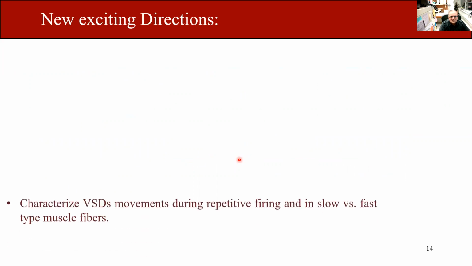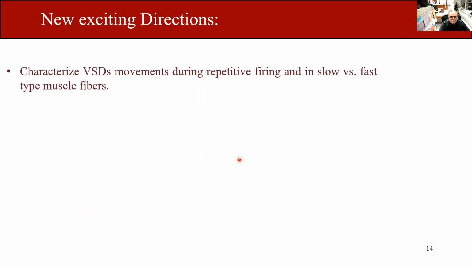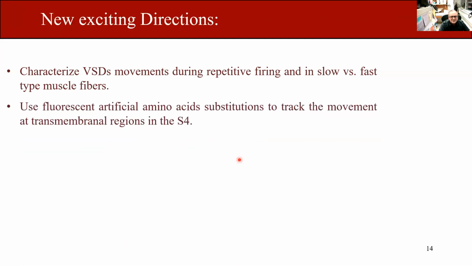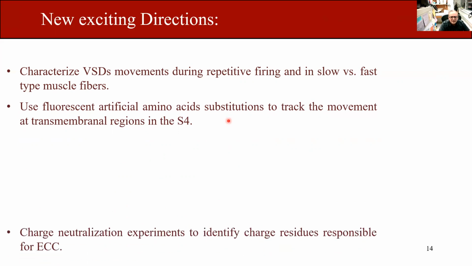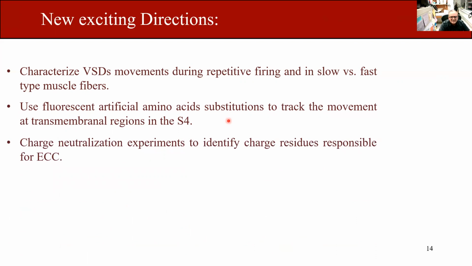Next steps. We would like to study VSD movements during repetitive firing and in both slow and fast type muscle fibers using action potential voltage clamp and conventional voltage clamp steps combined with fluorometric tracking. We would like to use unnatural fluorescent amino acid substitutions to track the movement at transmembrane regions in the voltage sensor domains of CaV1.1.